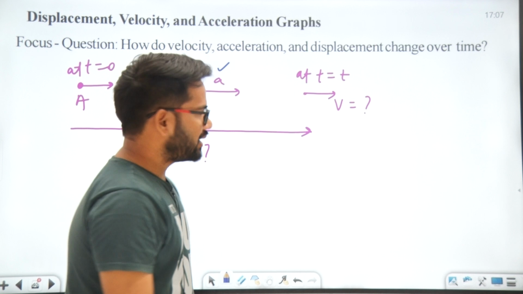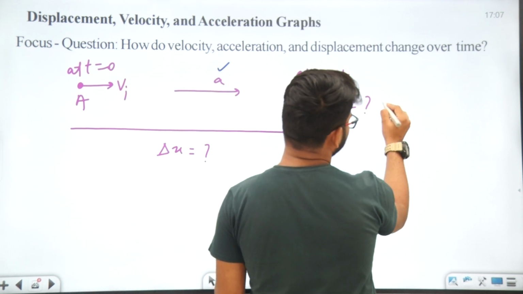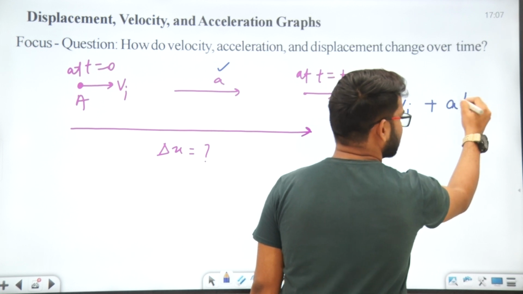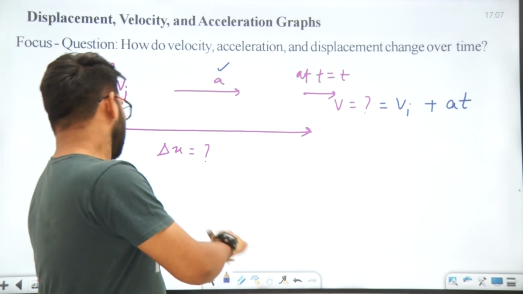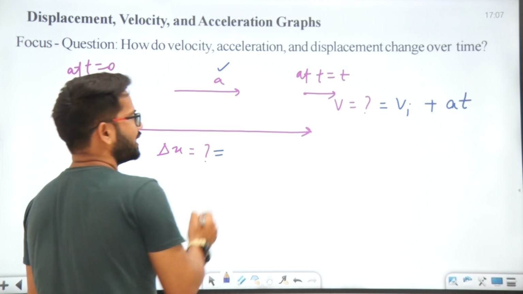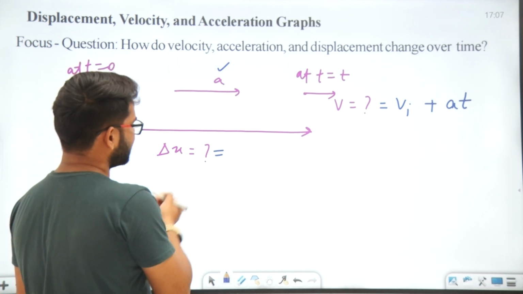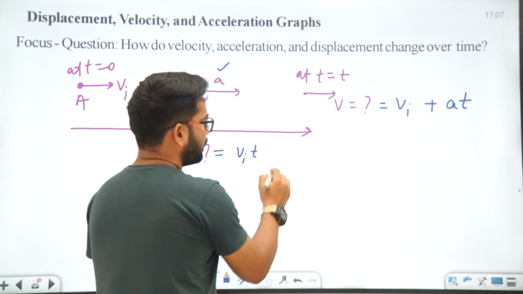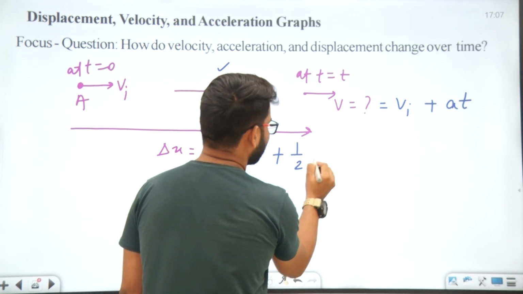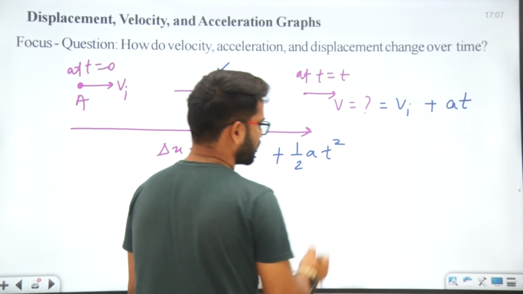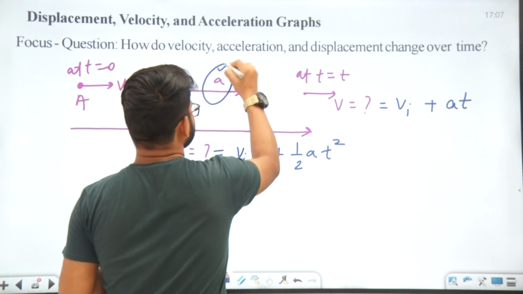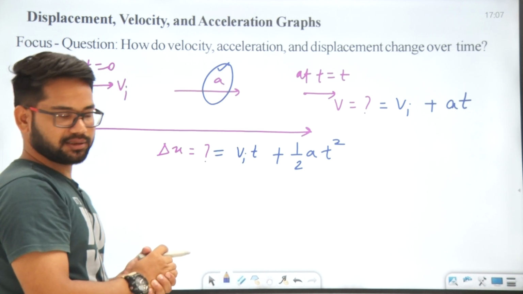At t equals t, its velocity is v, so we can write this v as vi plus at. What will be the displacement at t equals t? We can write this displacement as vi t plus half a t square. So this is the situation where this particle is accelerating with acceleration a, right?